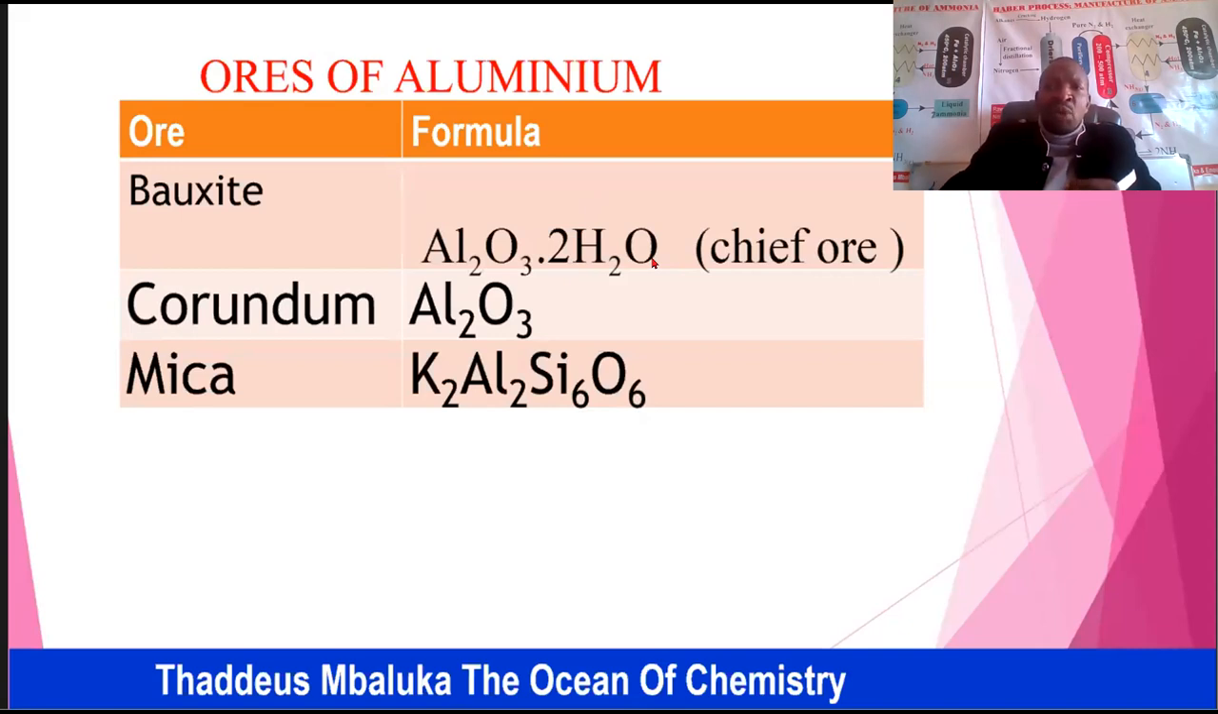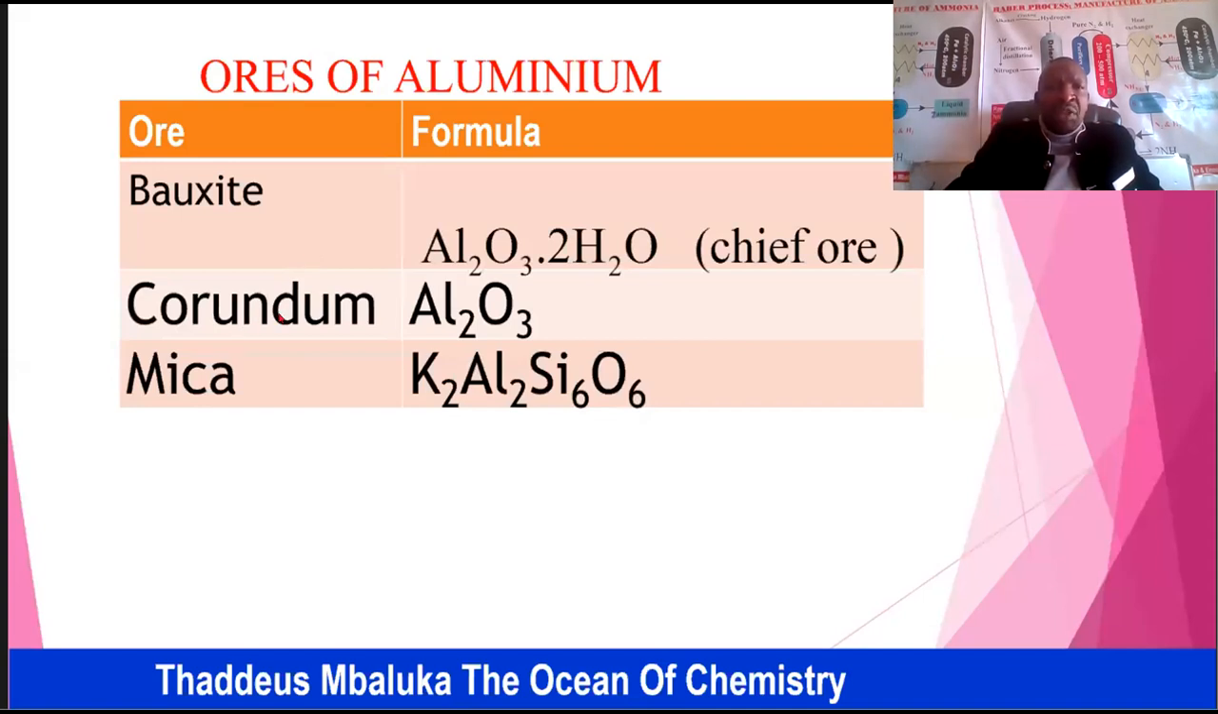A normal examiner will not tell you to write the formula of bauxite, but you'll be told to write the formula of the main component of that particular ore. So the ore is bauxite, which has aluminium oxide as the main component. Then it has other impurities like iron two oxide. It also adds the silica and even arsenic oxide.